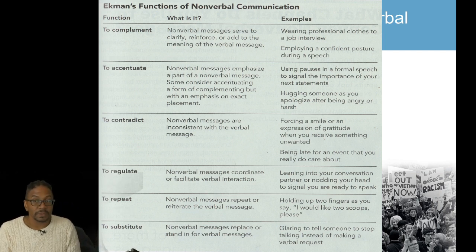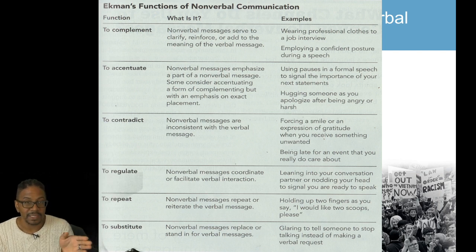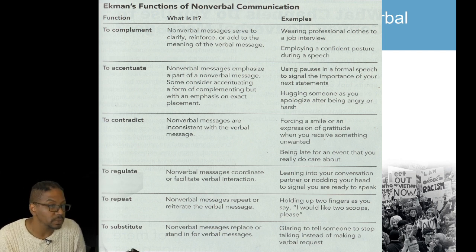And finally, substitute. So it could be as simple as someone asking, do you like this hat? And you just shake your head no. That's a substitution for verbal communication.